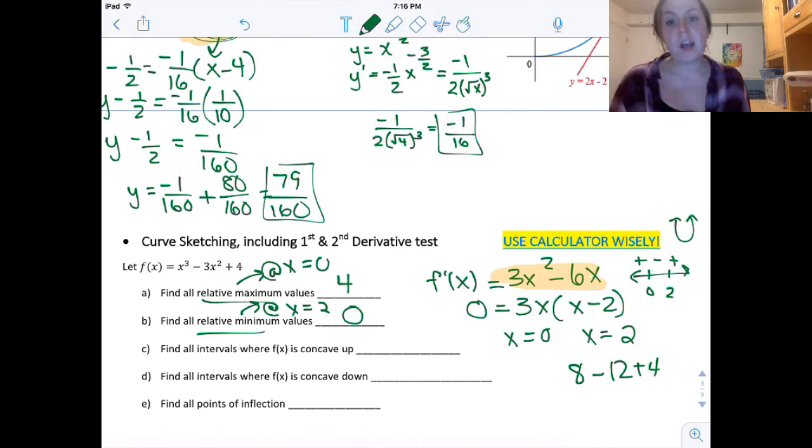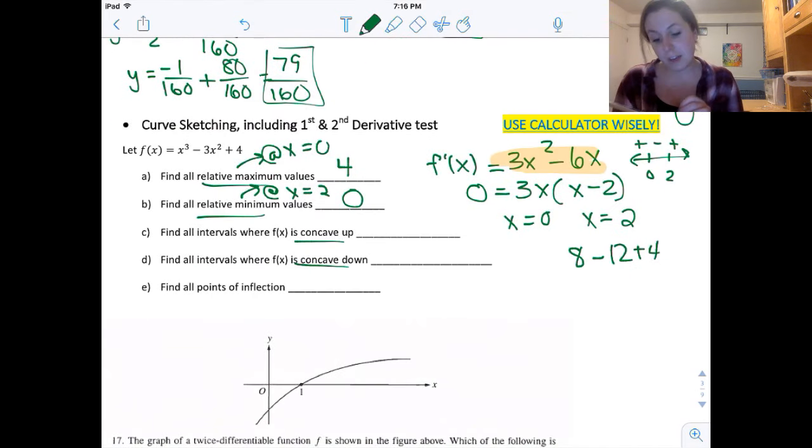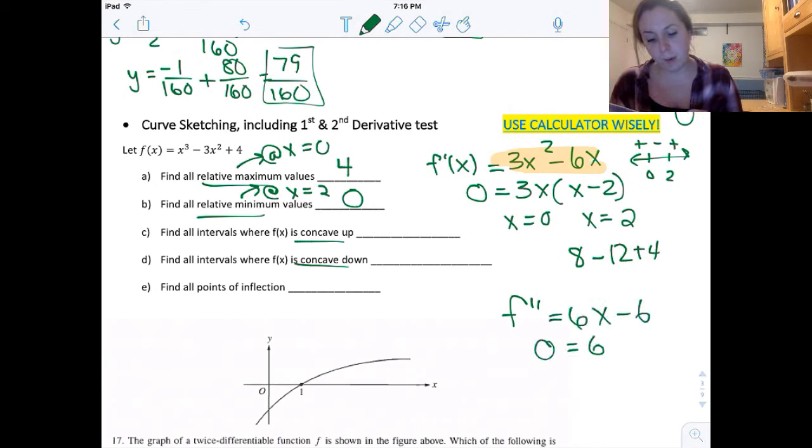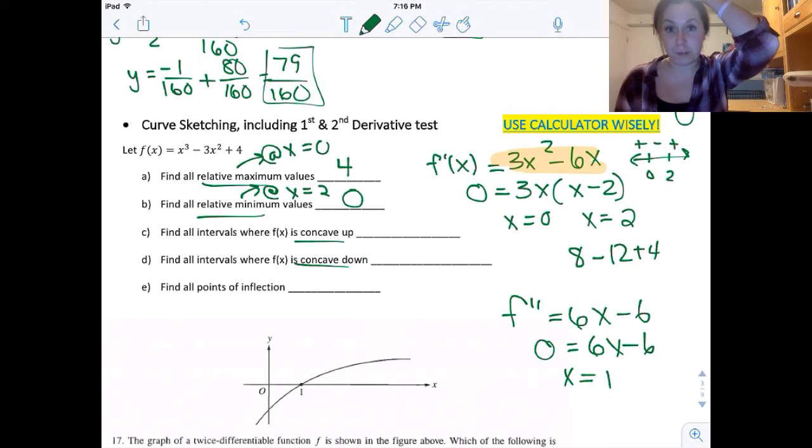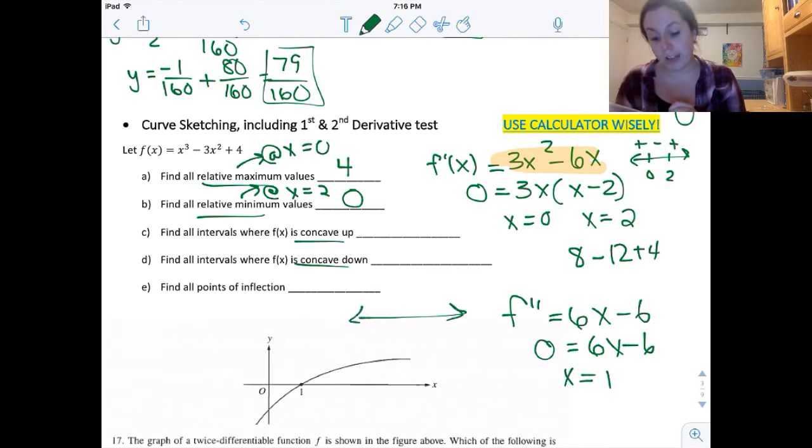All right, intervals of concavity. Anytime you see concavity, we're talking second derivative. So f double prime is 6x minus 6. That would equal 0. And remember, you should show that you're setting it equal to 0 because I've got to know where this 1 came from. It didn't just fall down from the sky. So show that you set it equal to 0 and then solve. So that is my point where I could have a point of inflection. Doesn't mean it is, but we need to check it.